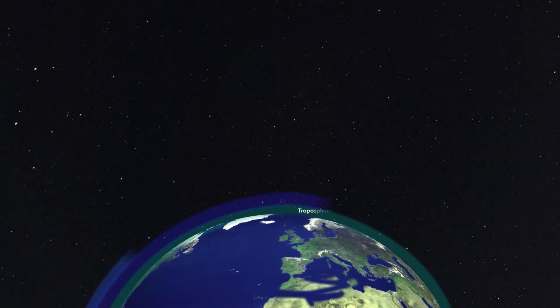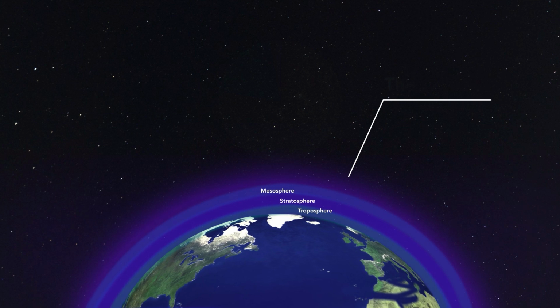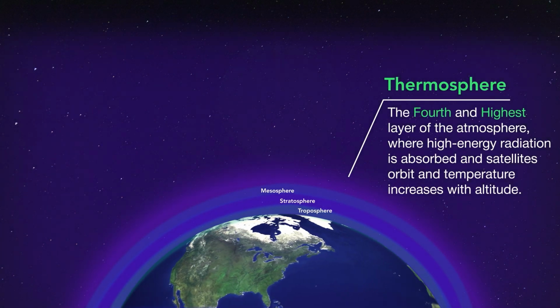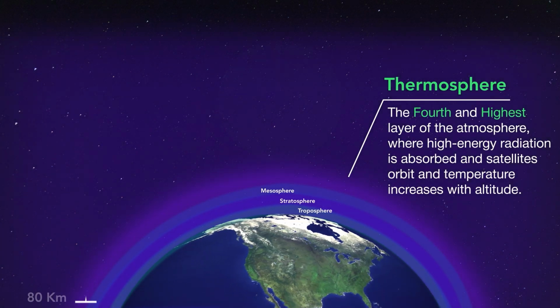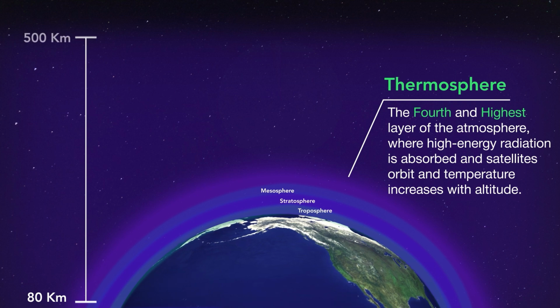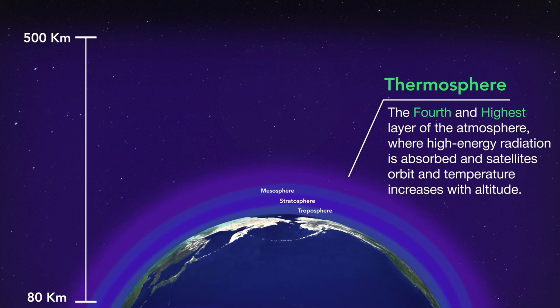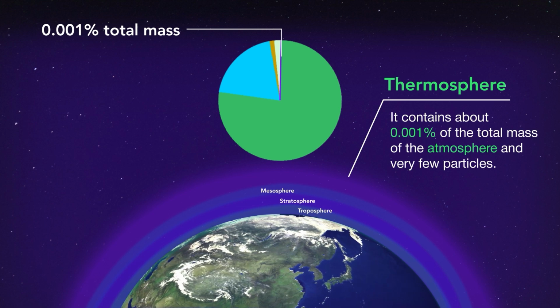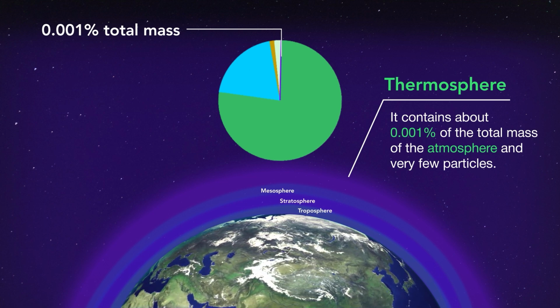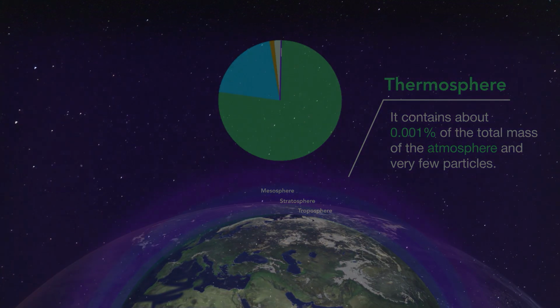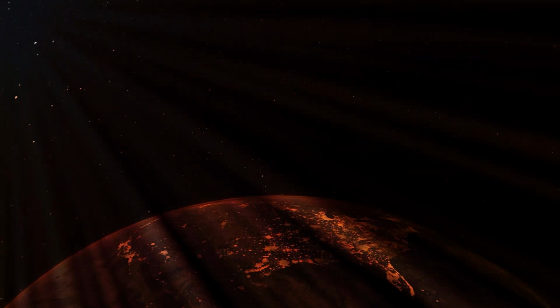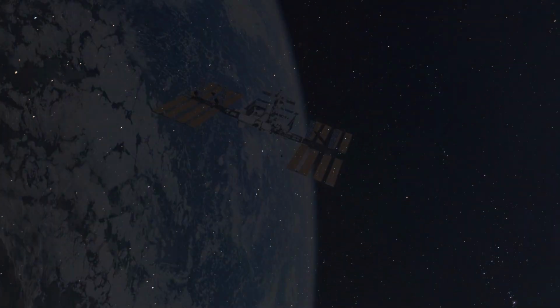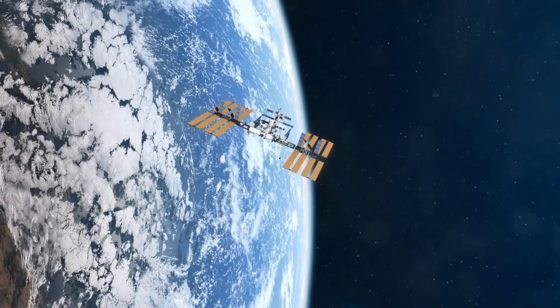The thermosphere is the fourth and highest layer of the atmosphere, extending from the top of the mesosphere to an average height of about 500 kilometers. The thermosphere contains about 0.001% of the total mass of the atmosphere and very few particles. The thermosphere is where high-energy radiation from the sun is absorbed and where satellites orbit the Earth.